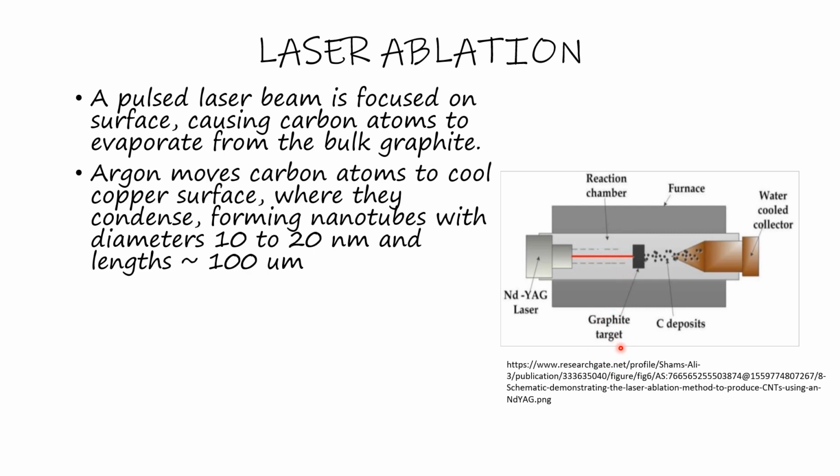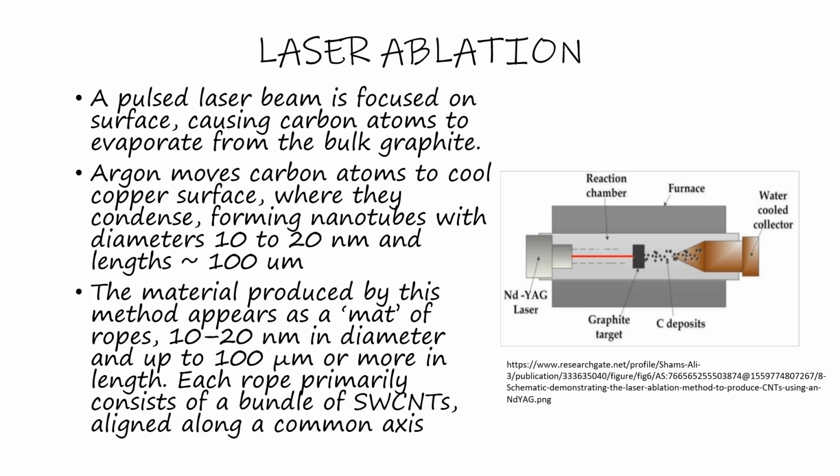Argon moves carbon atoms to a cool copper surface. This is the copper surface where they condense and form nanotubes, which are of diameters 10 to 20 nanometers. The material produced by this method appears as a mat of ropes of diameter 10 to 20 nanometers. Each rope primarily consists of a bundle of single-wall carbon nanotubes aligned along the common axis.